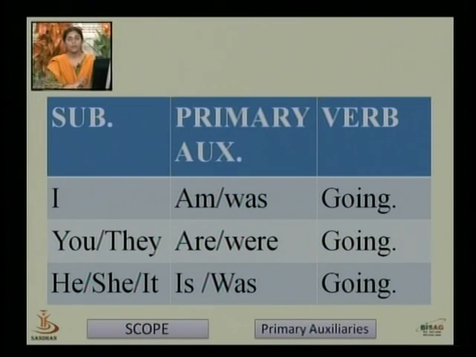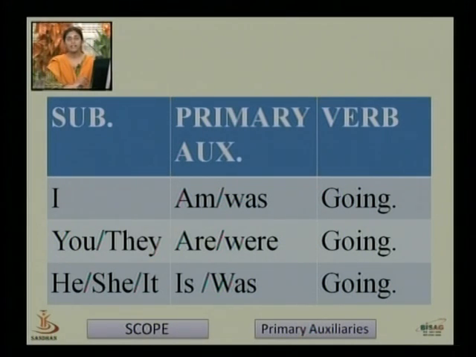You can see three columns: subject, primary auxiliary verb and main verb or action verb. It begins with I am or was going. As I said earlier, if it is present tense, we will take am. If it is past, we will take was. You or they are or were going.